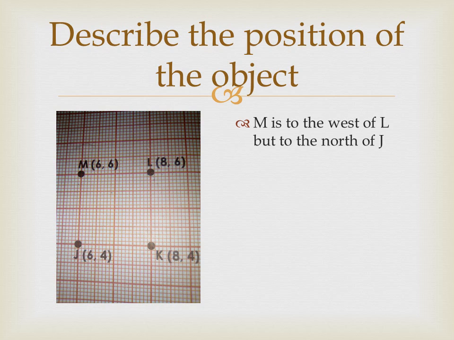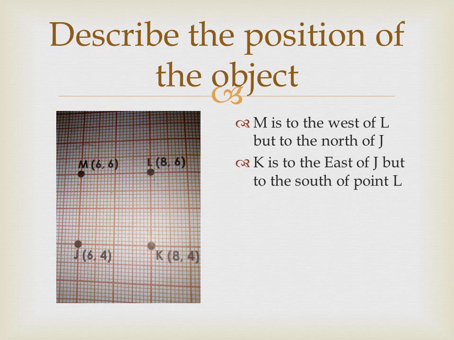Now let's look at the objects and try to describe their position. Look at object M. Now you can see that object M is to the west of object L, but to the north of J. Now let's look at K. K is to the east of J, but to the south of point L.